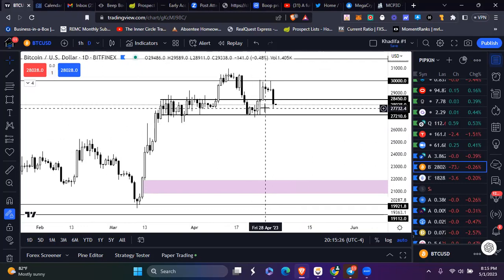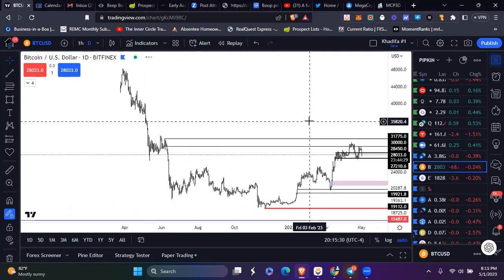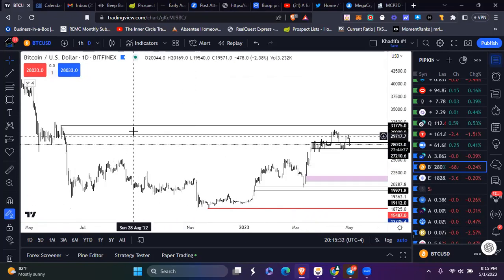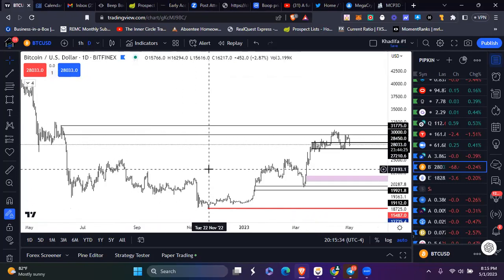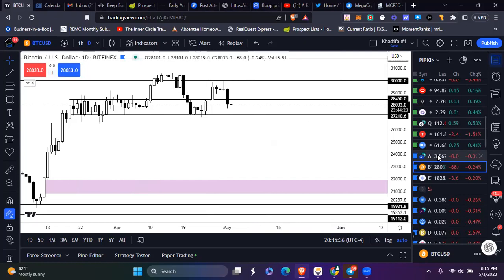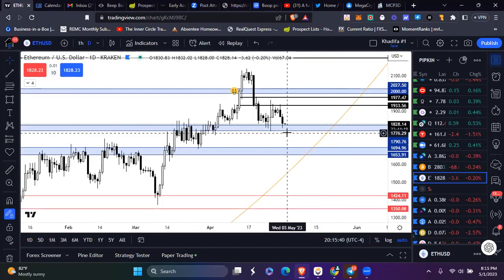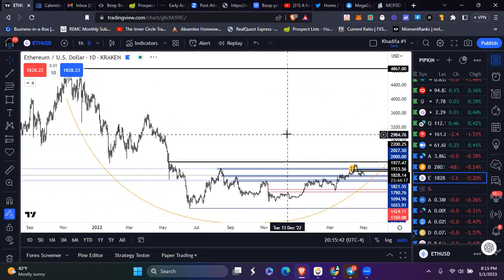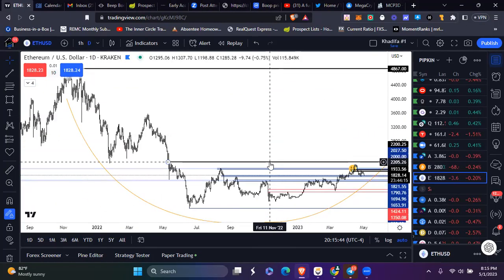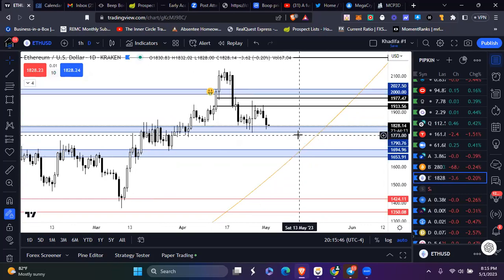Let's see if we hold this level we're at. If we hold what we're currently at, 28,000, then the next level I got marked is 31,775. Same thing for ETH. Next level to the upside, 2,200.